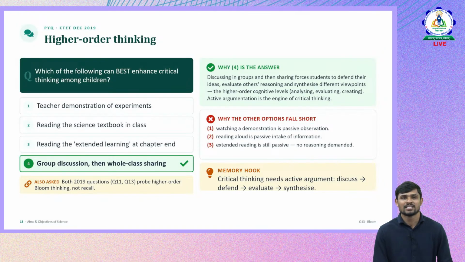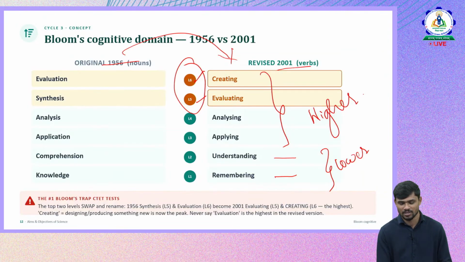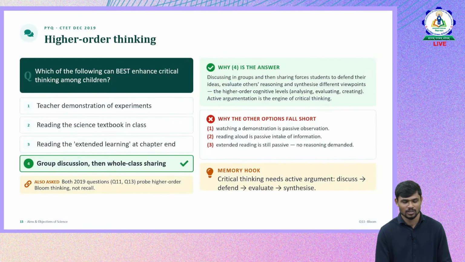Which of the following can best enhance critical thinking among children? This is one more type of question. The first option is teacher demonstration of experiments, then reading the science textbook in class, then reading the extended learning at chapter end. Then the fourth is group discussion, then whole class sharing. Now we have discussed applying, analyzing, evaluating, creating. So they are asking which will best enhance critical thinking. Critical thinking is higher order thinking. So which one among these will develop critical thinking?